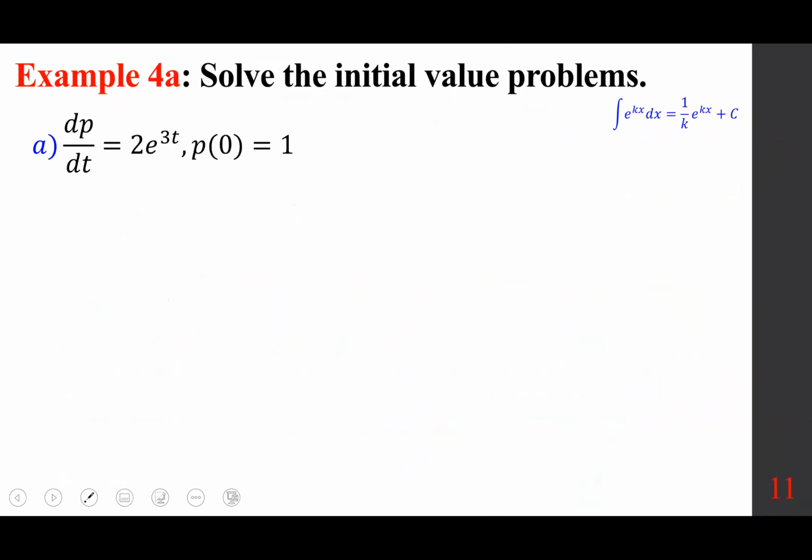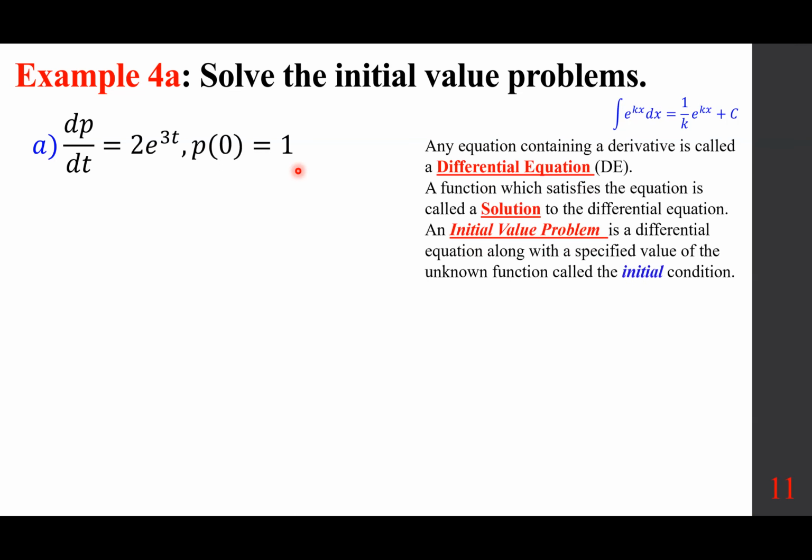Solve the initial value problem. dp dt is 2e to the power of 3t, plus p of 0 equals 1. So first, let's remind everybody of the meaning of this. What is the definition of the initial value problem? Remember, when we solve an integral, it creates a constant. If there is a way to get rid of the constant, now we don't have a family of functions, we have a specific function. One of those is called initial value problem.